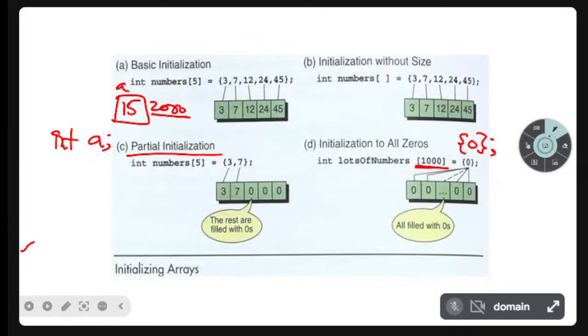That's why we initialize with 0. Whatever garbage value is there will be cleared with 0, right? That is the purpose of initialization. If the value is known to us in the beginning, just initialize it. If the value is not known, just initialize with 0. Okay?